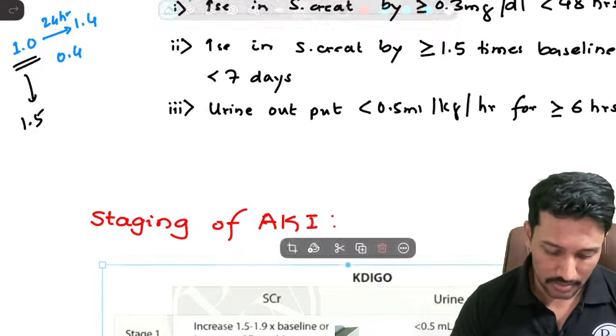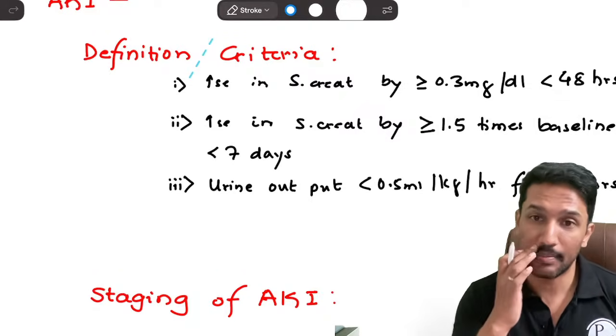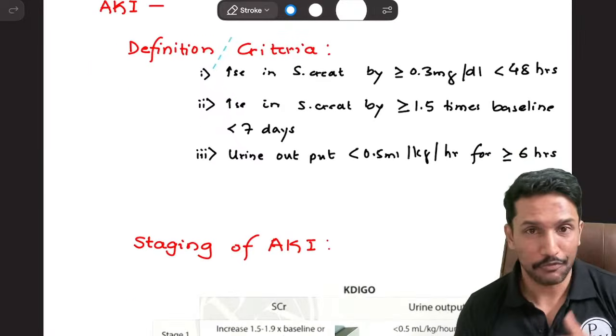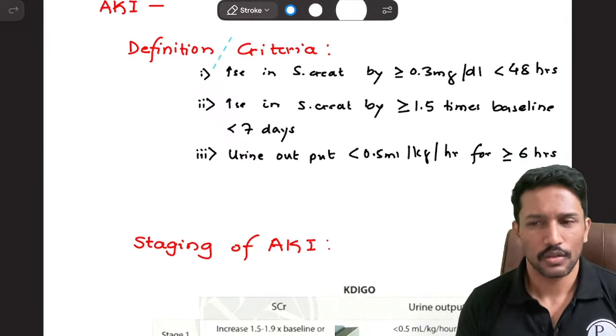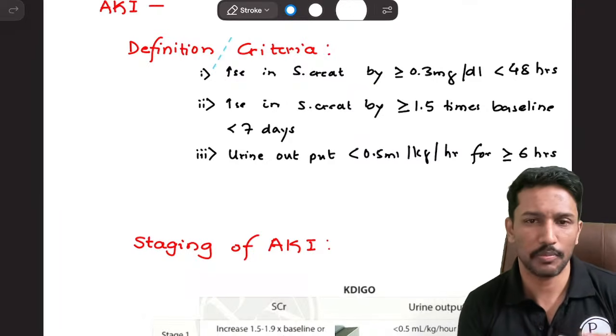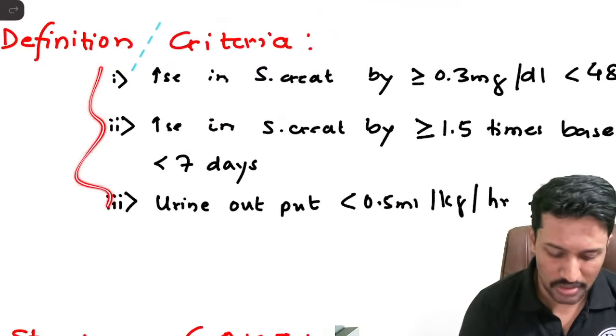So these are the three parameters. Teachers are objectively looking for these numbers. You have to learn this by heart and mention it in the answer sheet. Okay. So after defining acute kidney injury, though in this particular question they have not asked you to stage, your university paper might ask you to stage the acute kidney injury, and we are using the same parameters for staging.